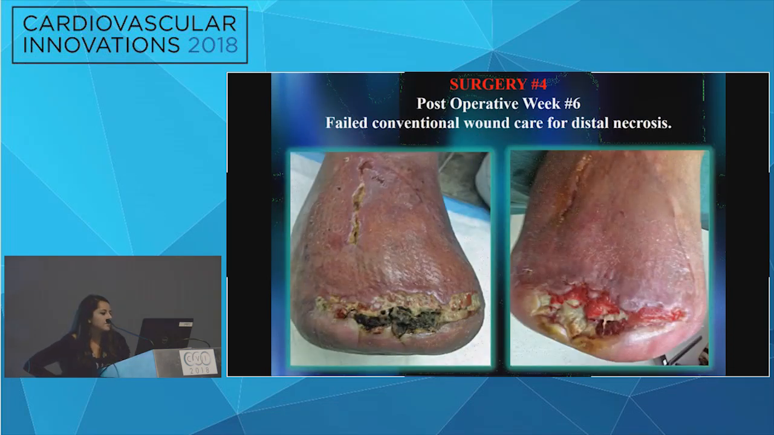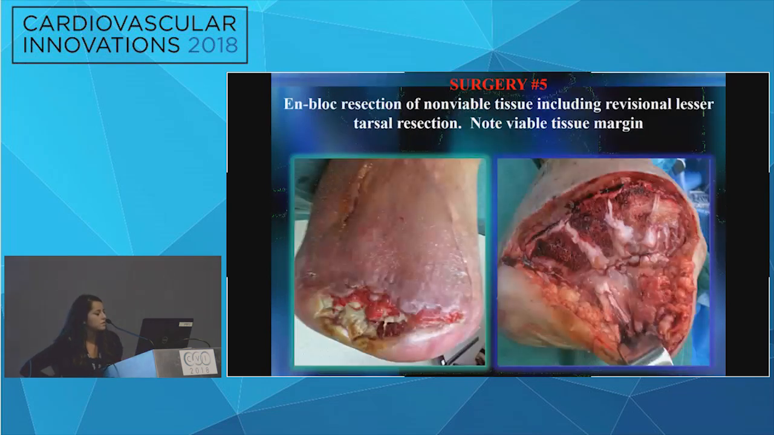And the skin graft eventually created a smooth surface of regenerated skin, but as you can see, there is a little bit of distal necrosis, so there was a little bit of failure of the skin graft. So during post-operative week number 6, a revisional surgical procedure had to be completed to remove all that necrotic tissue until healthy dermal bleeding was seen.